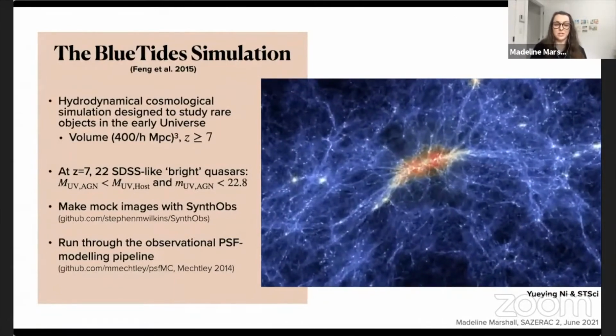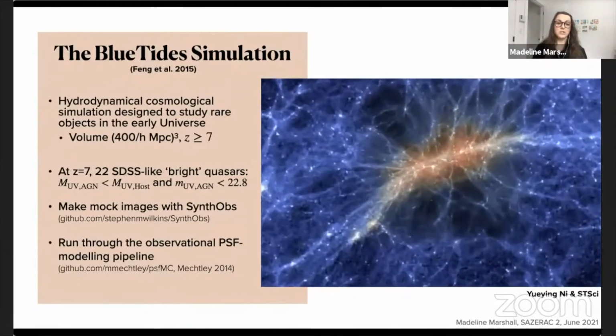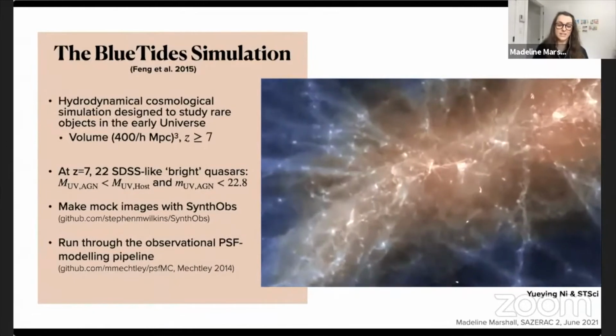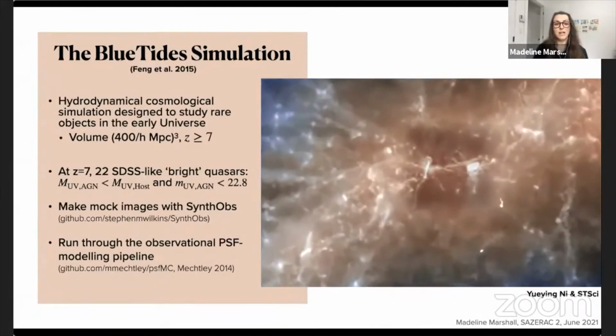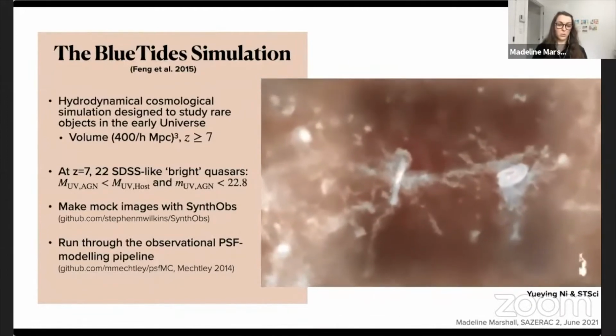It's only been run down to Redshift 7, but we can study the Redshift 7 population. And so there are 22 SDSS-like or bright quasars in the simulation at Redshift 7. And so they are the objects that I'll be talking about for the rest of this talk.